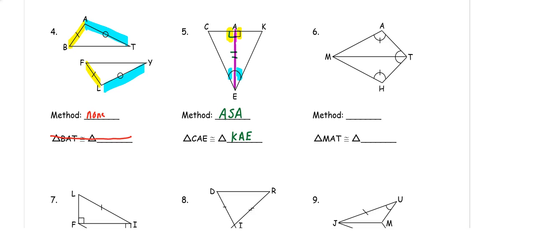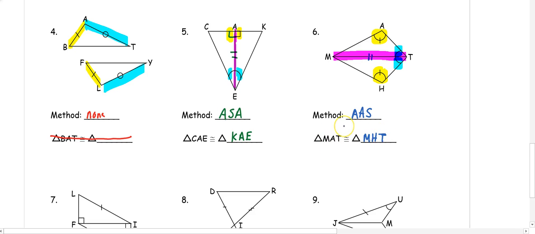Number 6. In number 6 right now we have one set of angles that are congruent, two sets of angles that are congruent, and they have a shared side, MT, which is congruent to itself. So now we have two angles and a side. This time, the side is not included between the angles, so the method we'd have to be using is angle, angle, side. And then we would have triangle MHT is congruent to triangle MAT.